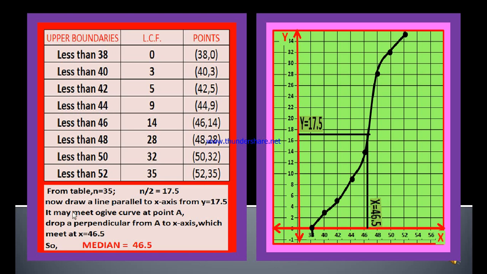You see here, we draw a line parallel to the x-axis from y is equal to 17.5. It meets the ogive curve at this point, and from this point we draw a perpendicular line to the x-axis, which meets the x-axis at 46.5. Therefore, the median of the data is 46.5. This value we got from the ogive curve. Now let us verify whether this value is right or wrong using the formula.